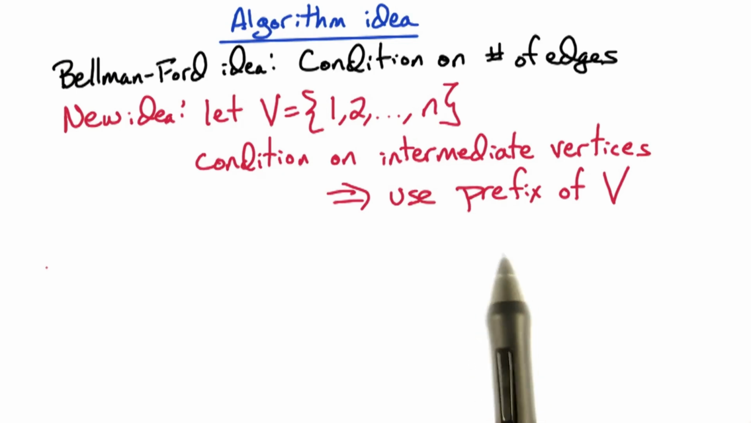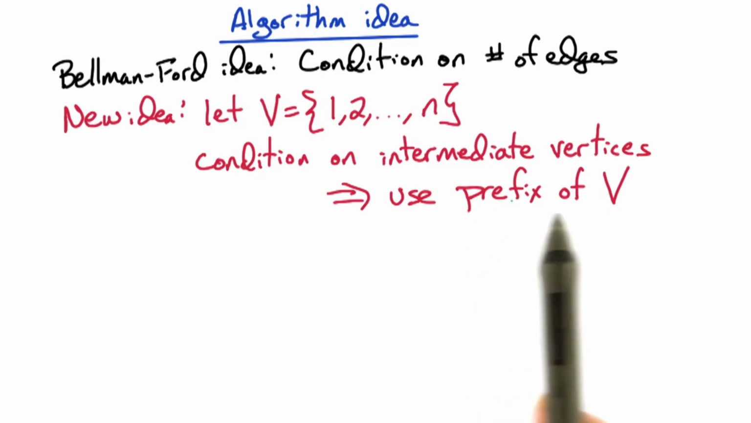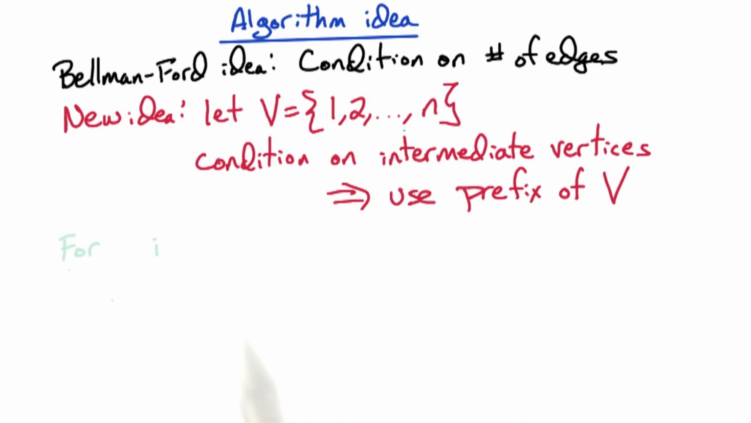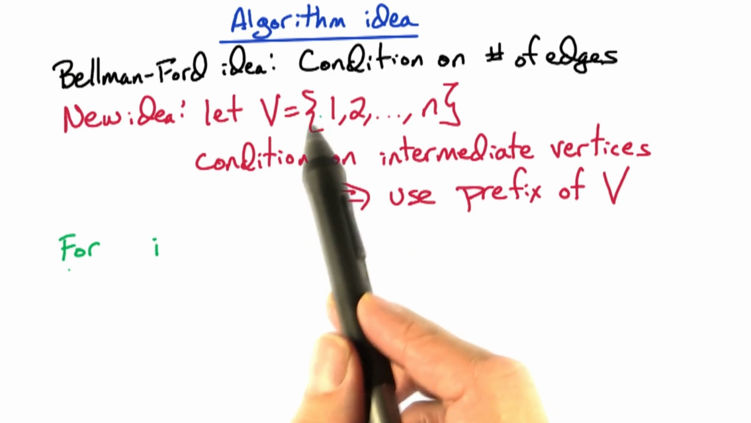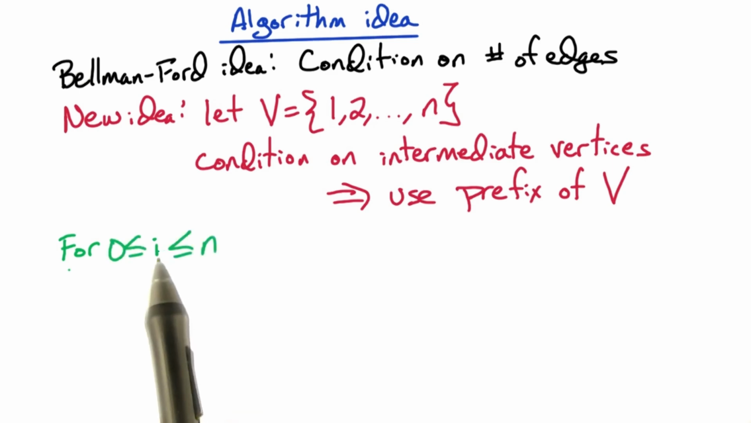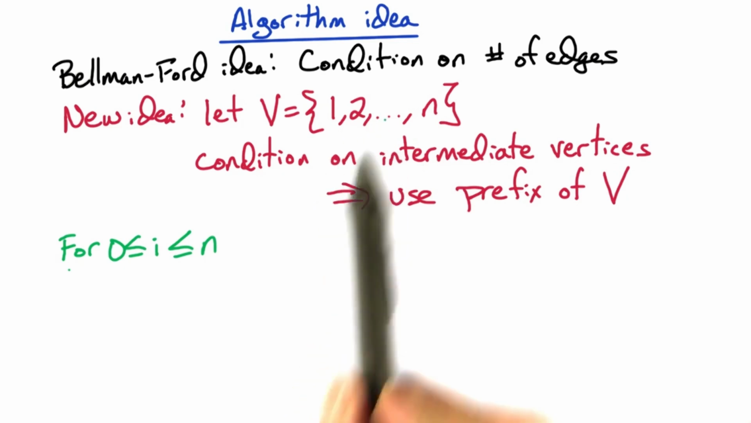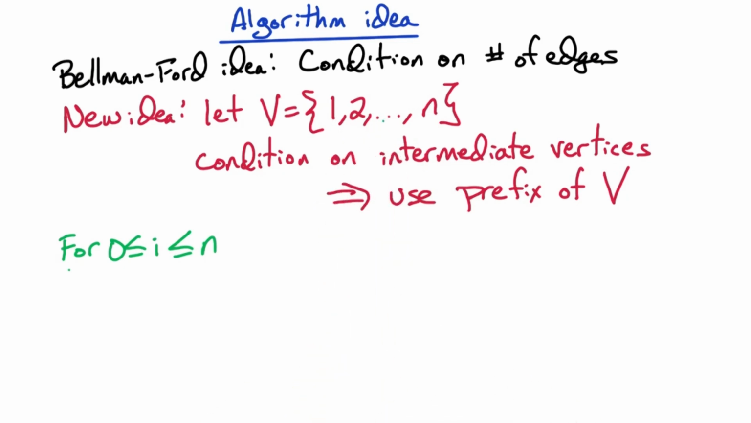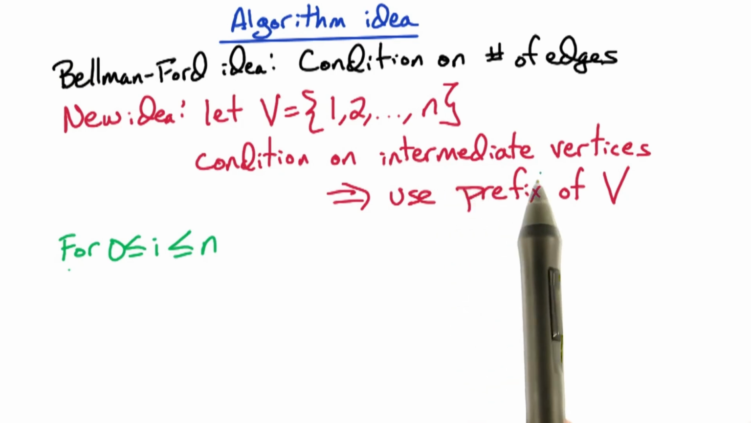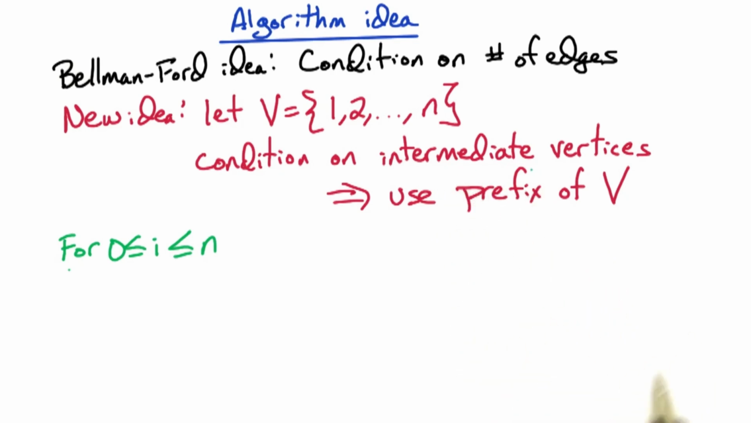Okay, so let's formalize this more precisely. So we're going to have 3 parameters. First parameter is going to be the prefix of the vertex set that we consider. So we're going to use the variable I for the prefix of the vertex set that we consider. This prefix is going to vary from 0 for the empty set up to n. And for a given I, we're going to consider the set of intermediate vertices 1 through I. That's going to be the set of allowable vertices to be used as intermediate vertices on the paths that we consider. Now the other 2 parameters that we need are the start vertex and the end vertex. And we want to do all pairs shortest path.